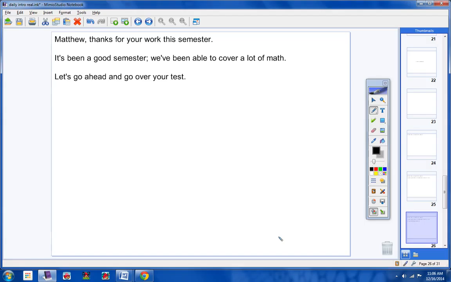Number 12, go back and look at number 11. One of your converses is true. Take this converse and write it in if and only if form. Number 13, the other converse in number 11 is false. Give a counterexample that proves it wrong, okay?